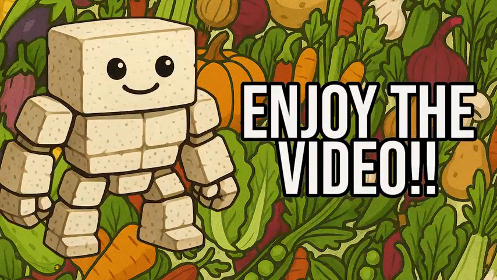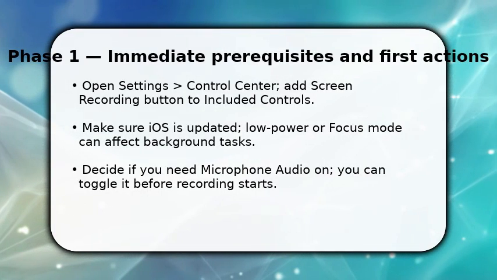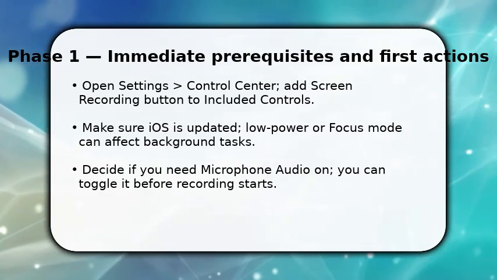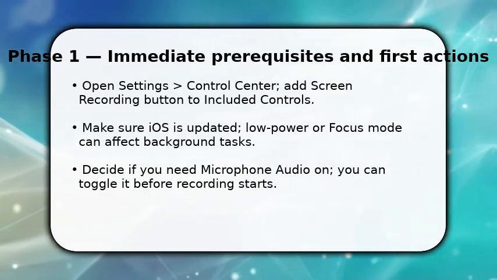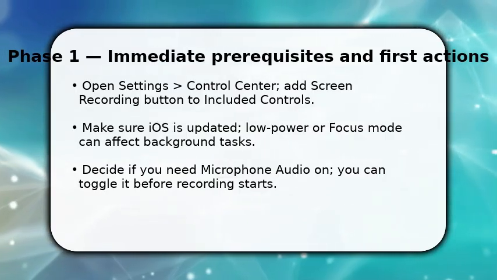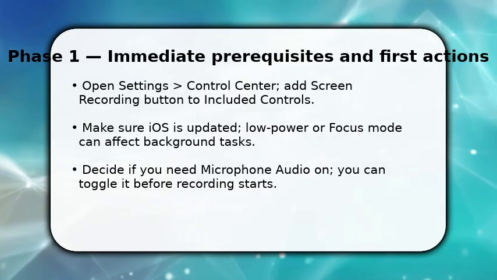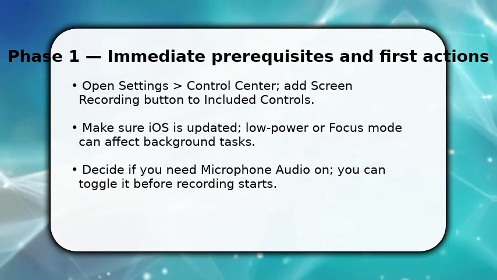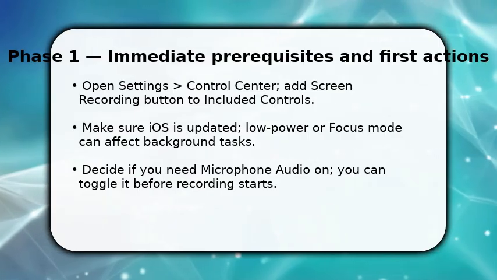Please enjoy the video. You're going to add the screen recording control and set audio. First, open Settings and tap Control Center, add screen recording. Once done, make sure your iPhone isn't in low power or a focus that blocks notifications. Those can interrupt captures.